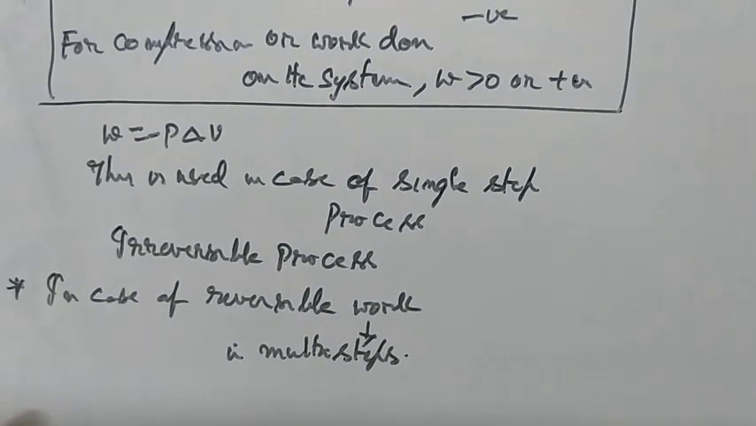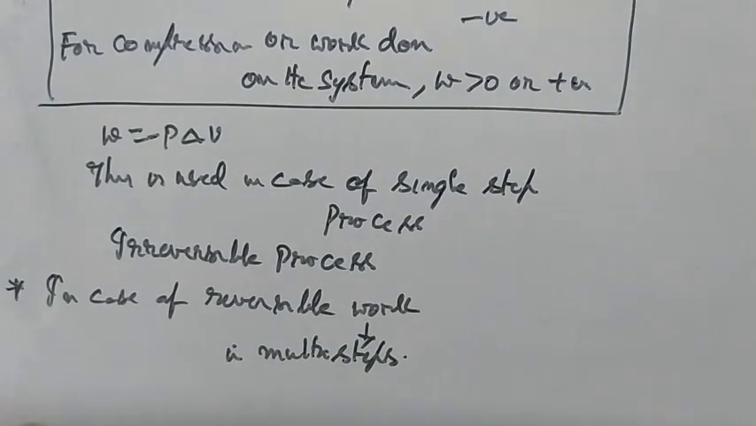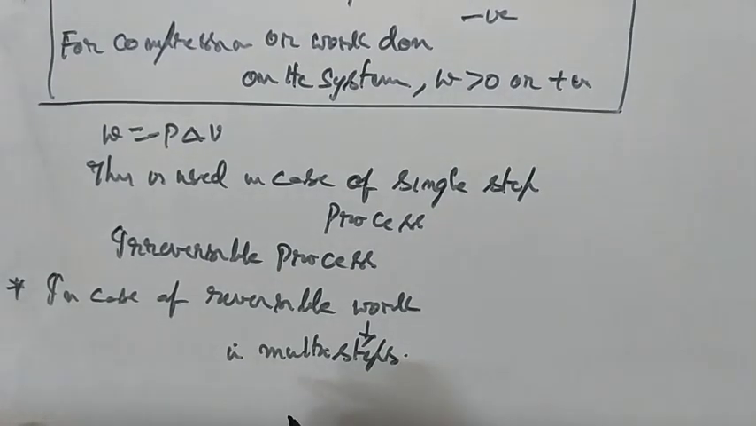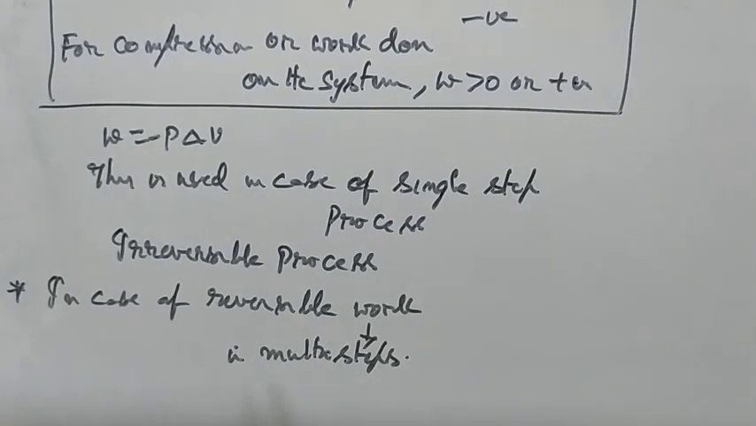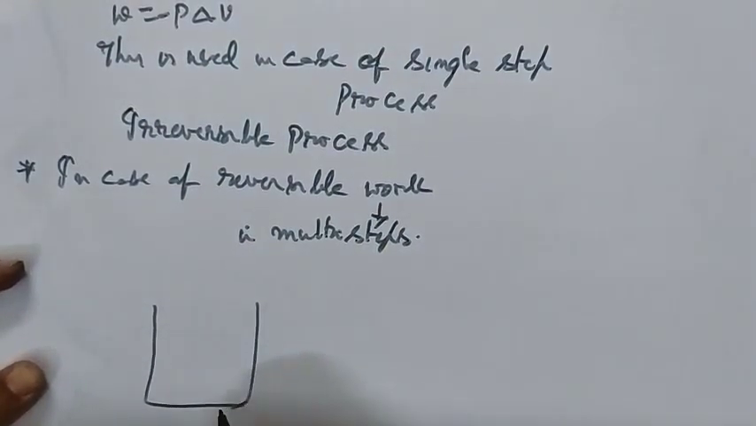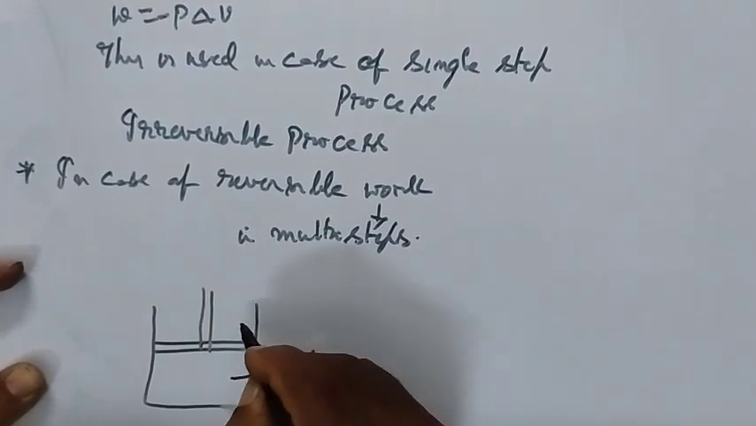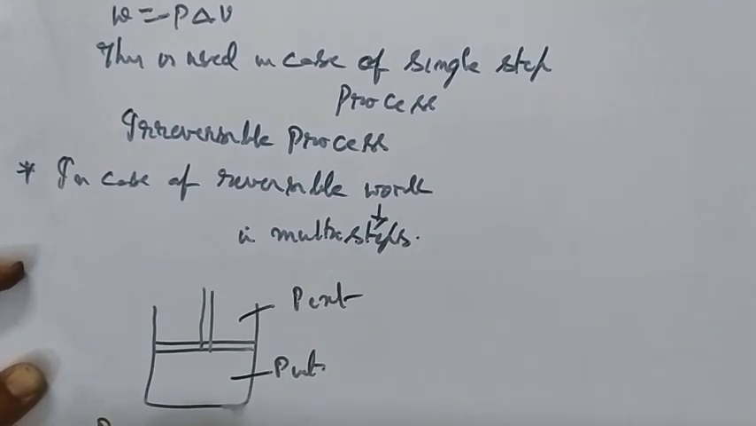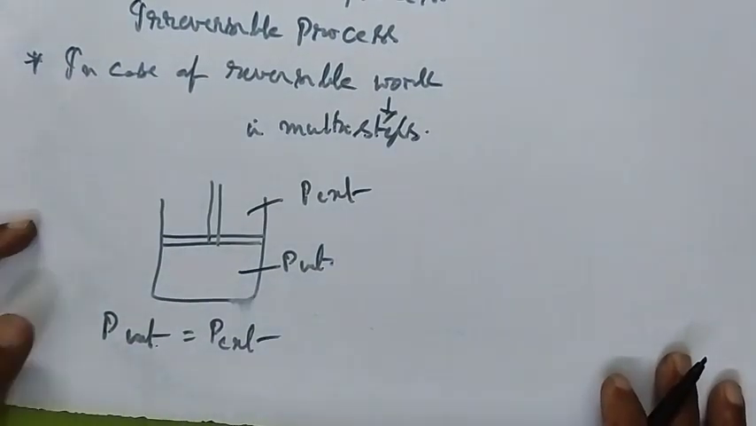Just recollect the example of reversible process. We had the example: keep 1 kilogram of sand on the piston fitted to a container filled with gas. If one speck is removed every time, the change is very negligible, and of course at the same time the piston reaches the original position, and such a process is known as a reversible process. So here this is the container and this is the piston. And here this is P internal, here P external. So P internal is equal to P external. When internal pressure is equal to external pressure, there will be no movement of the piston.